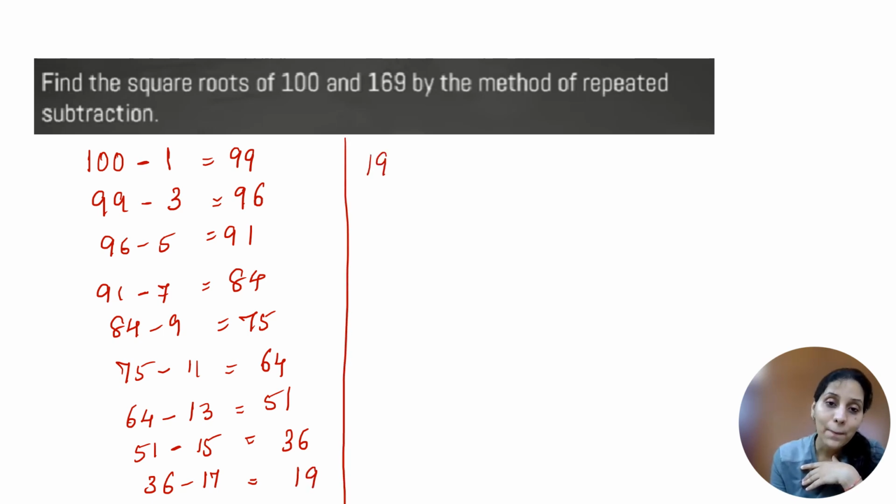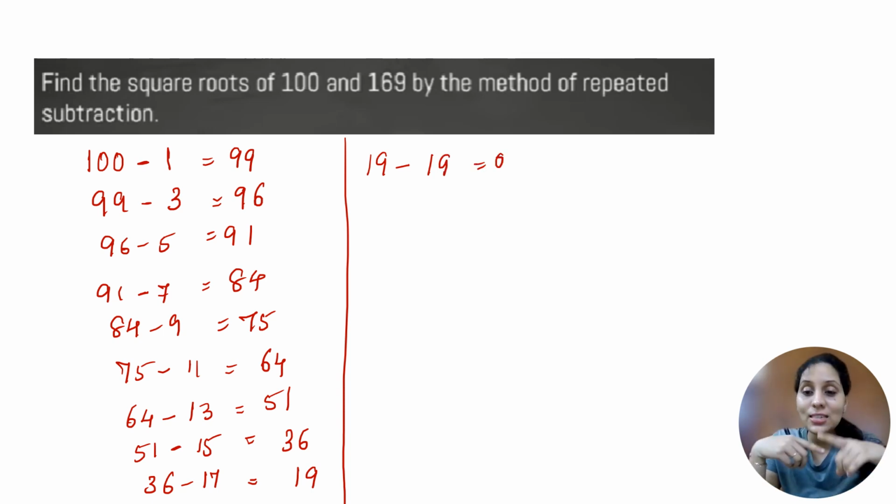And 19 minus the next odd number, 19, will give you 0. So you will continue this repeated subtraction till you get 0. Now to find the square root, you will count how many steps it took to get 0.